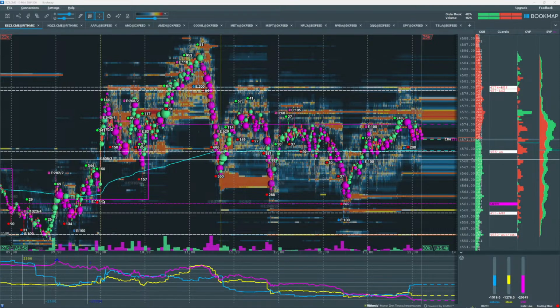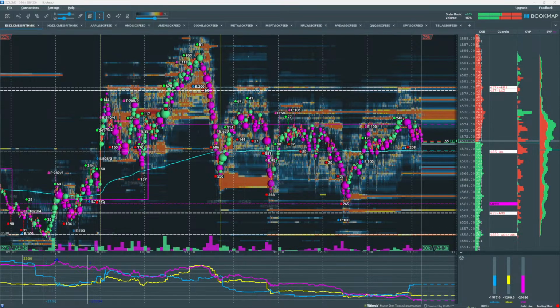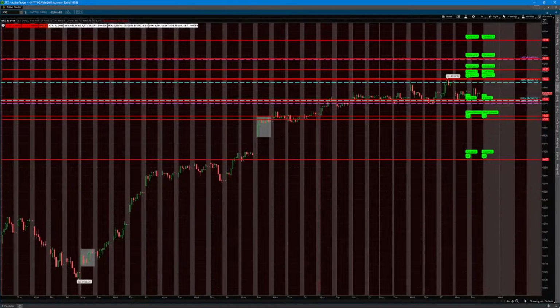All right, let's get started with positional analysis now. So this is the ES futures and Bookmap S&P 500 futures. And before I take a closer look at this chart, I want to take a look at a larger time frame. I'm going to go to an SPX chart. This is the SPX 30-day 1-hour chart.